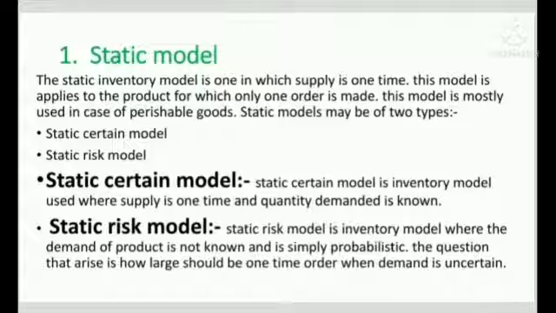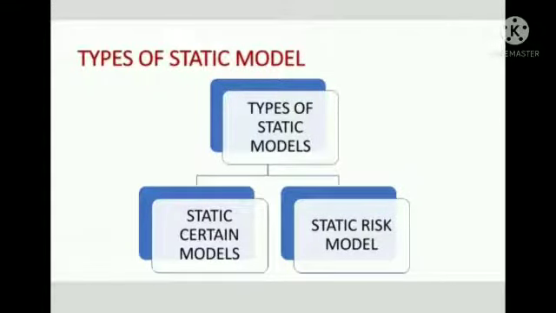Static certain model. Static certain model is an inventory model used where supply is one time and quantity demanded is known. Static risk model. Static risk model is an inventory model where the demand of the product is not known and is simply probabilistic. The question that arises: how large should the one-time order be when demand is uncertain? Types of static model. 1. Static certain model. 2. Static risk model.